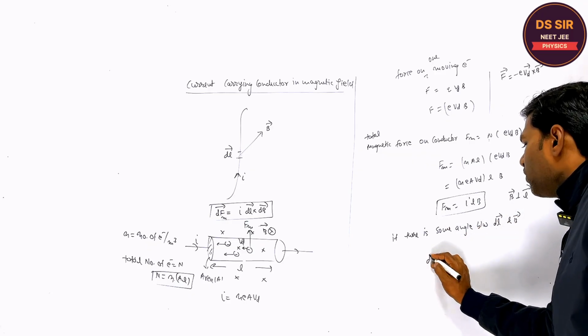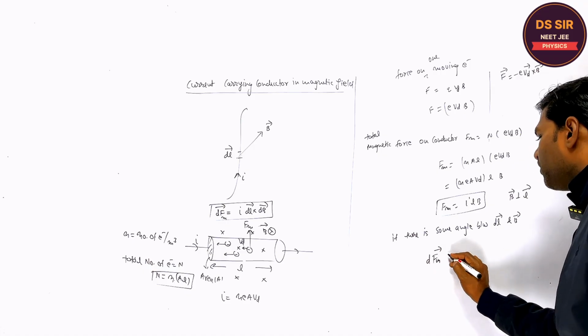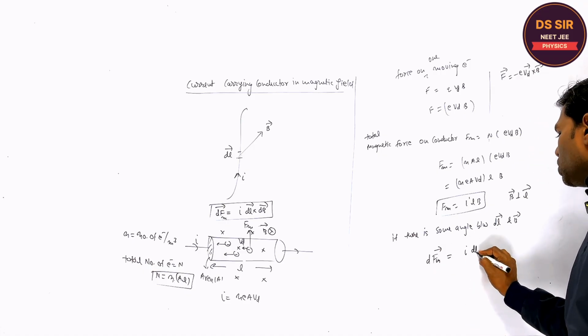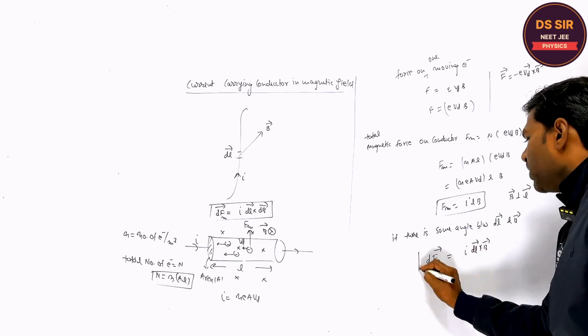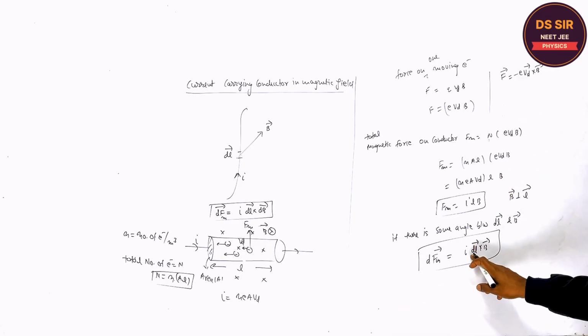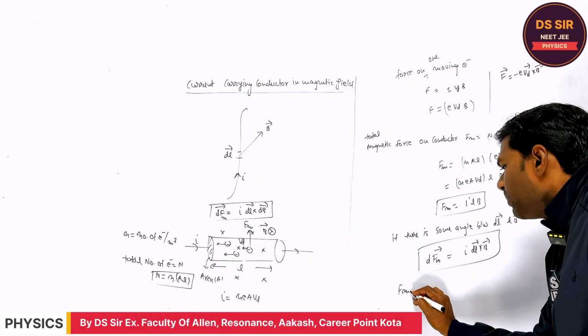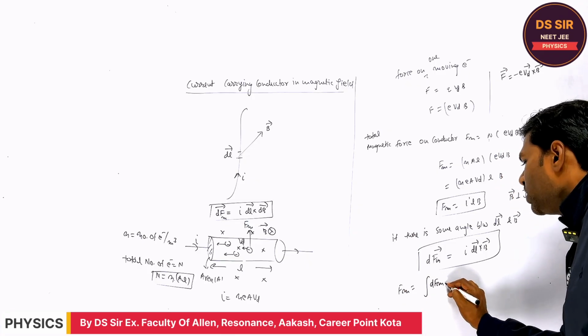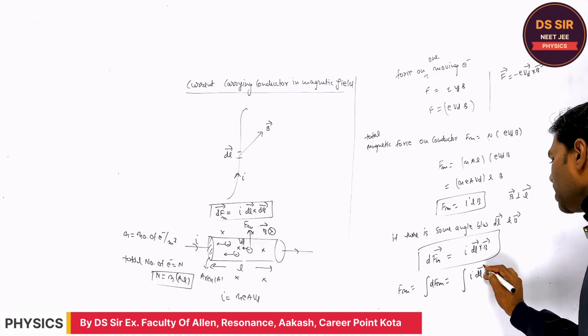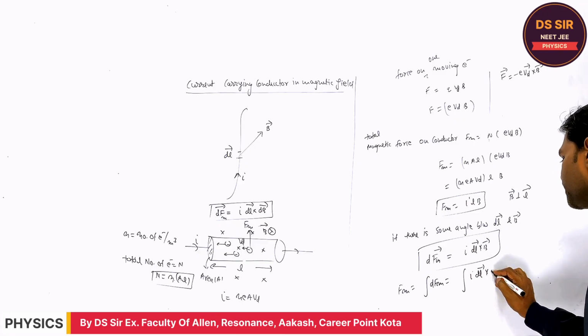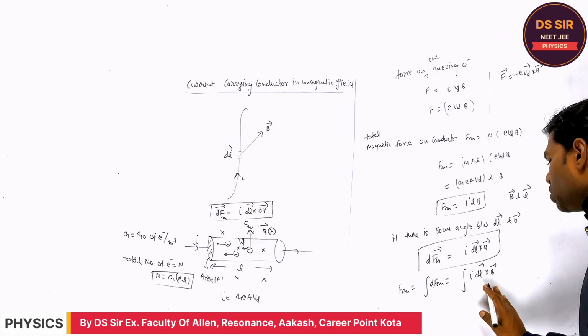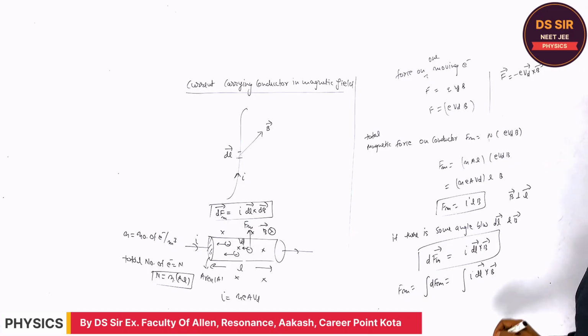So the magnetic force may be written as I into DL cross B, where I is the current, DL is the elemental vector, and B is the magnetic field. So if you want to find the net magnetic force, you have to integrate this. So integral of I DL cross B is the total magnetic force on the wire. Do you understand this? Yes.